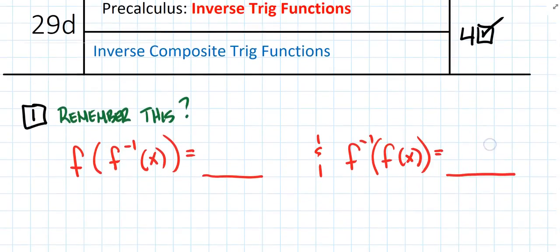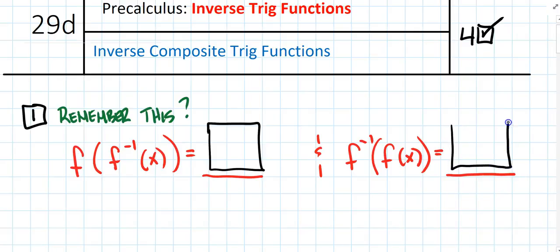I wonder if you remember this from a previous chapter in this book that we did together. If I want f of f inverse of x, I wonder if you can tell me what the value is going to be. And likewise, what is f inverse of f of x? If these are inverse functions of each other, what must go in those boxes? The answer is x. Hopefully you remember that.